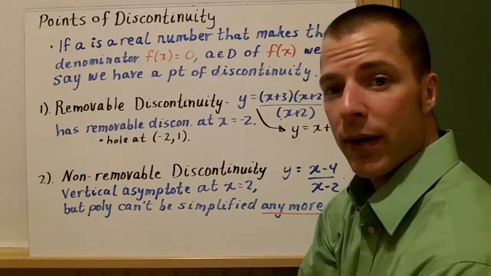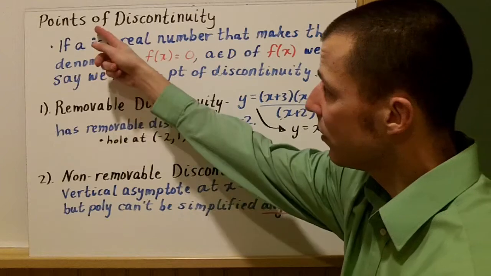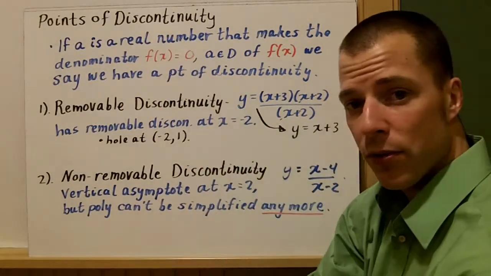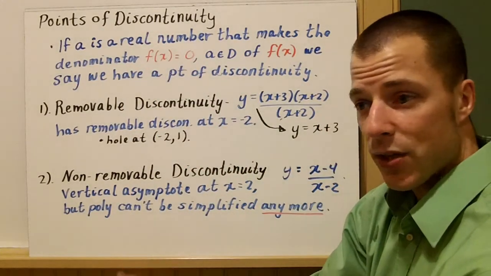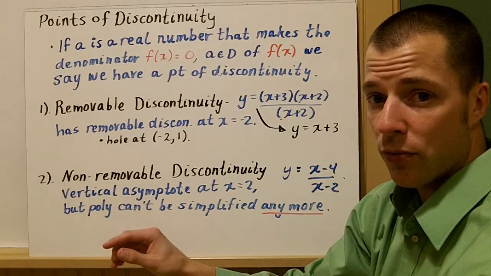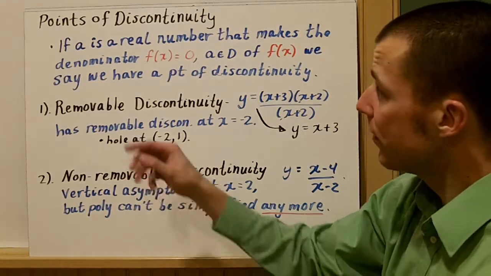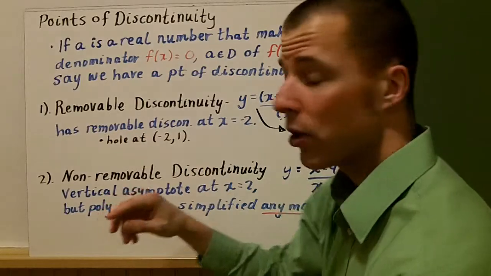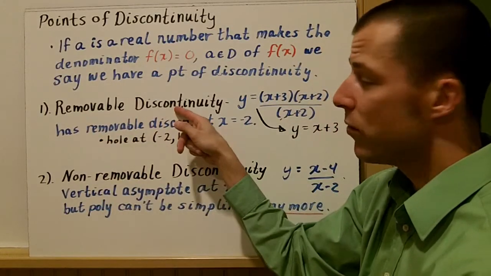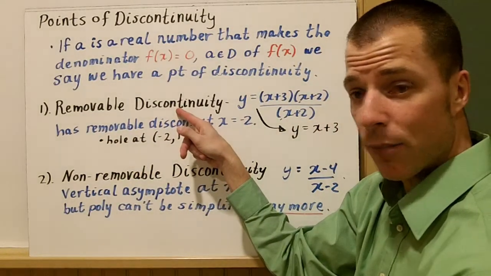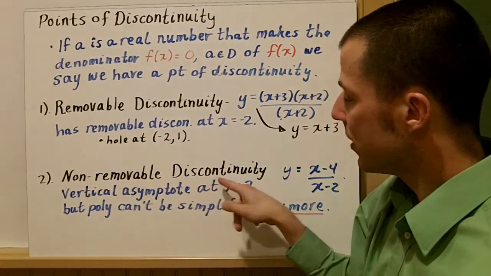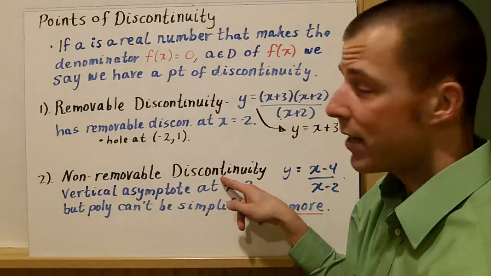Alright, so when we talk about punctures or holes in the graph, we have to look at this idea of what discontinuity means. Something that's not continuous. You can't draw the whole graph without moving your pen or lifting your pencil up. So there's really two types that we're going to look at. We're going to look at something that's removable, and that's when you have that little puncture hole, and non-removable discontinuity, and that's when we have an asymptote.